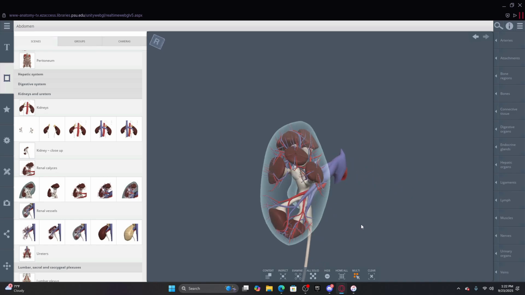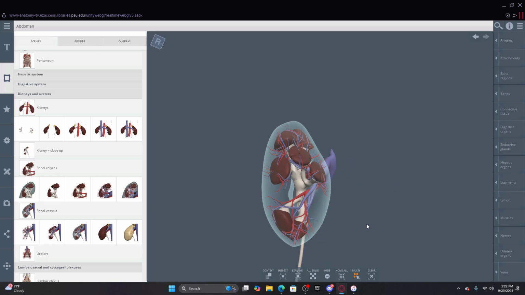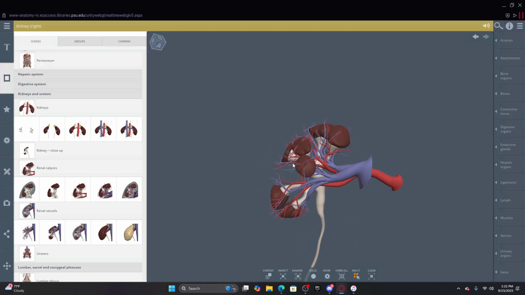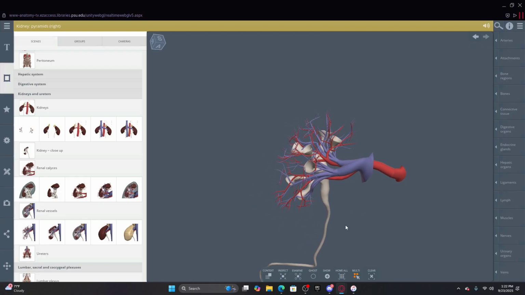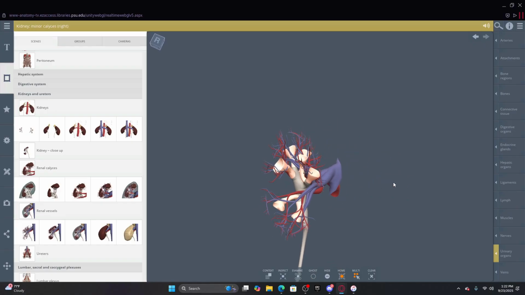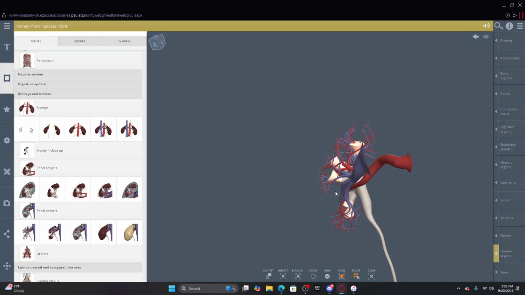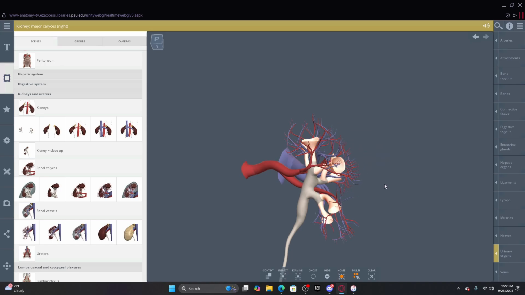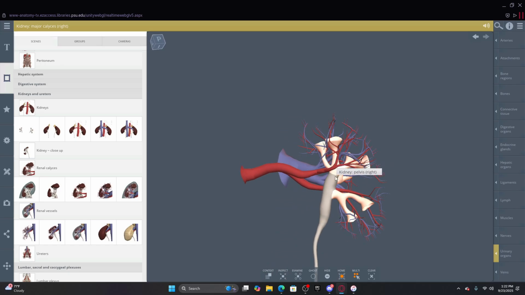Now let's move on to the major and the minor calyces. If I remove this structure here, so if I remove all the pyramids, now we're looking at the minor calyx, or the minor calyces. All of those are the minor calyces. You see how all of the minor calyces in the kidney are draining into the major.